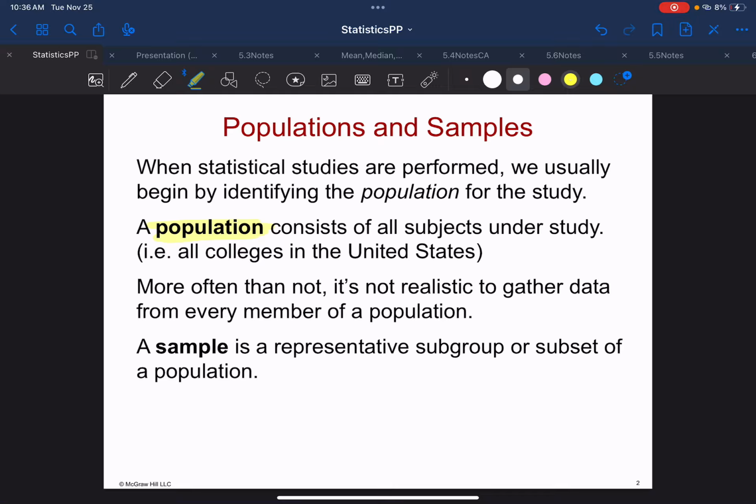But of course, it's not going to be realistic for me to go and interview or survey everyone that attends a certain college. So we actually take a sample from the population that represents that population. This is just like a subgroup of the population. For an example of a sample from a college, I could randomly select 50 people from that college and then ask them, and those 50 people would be my sample.